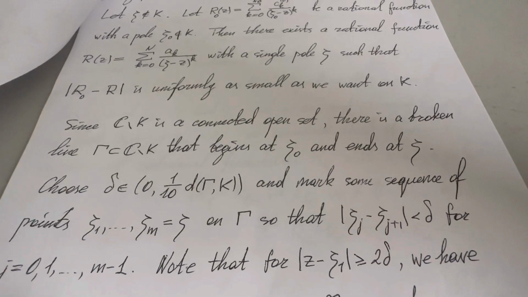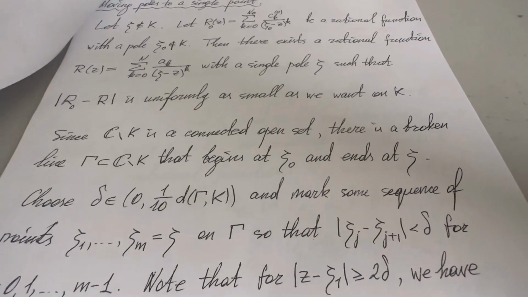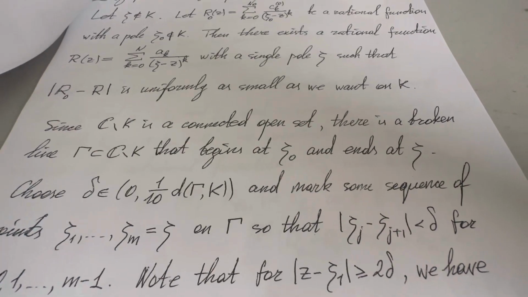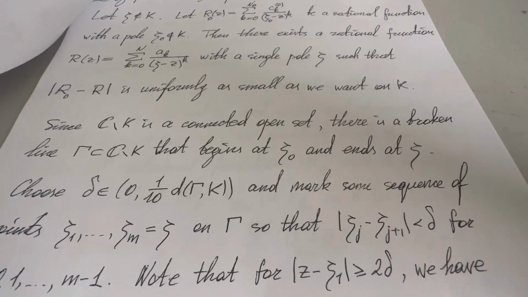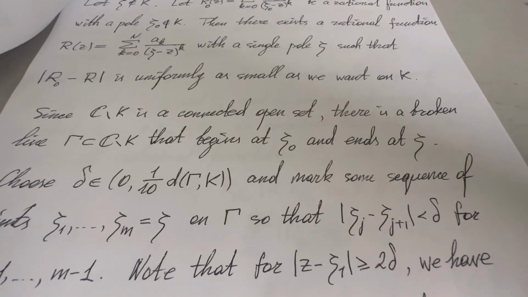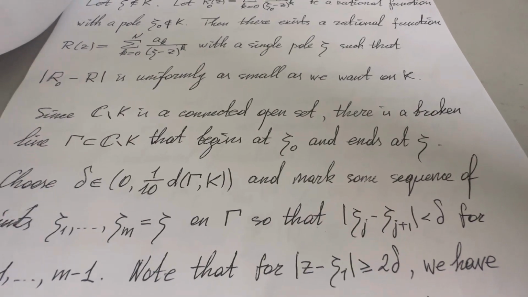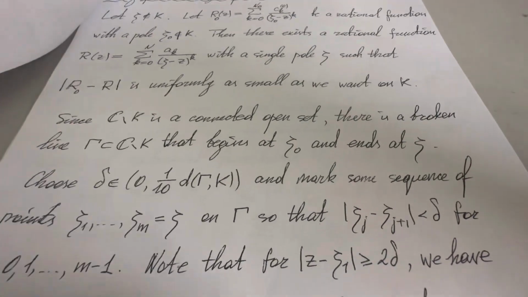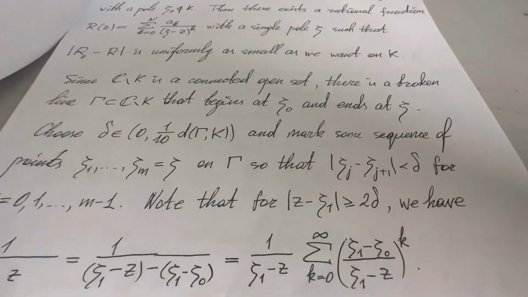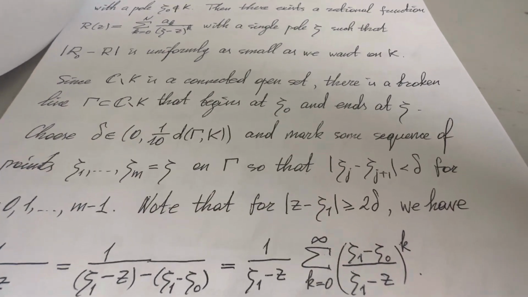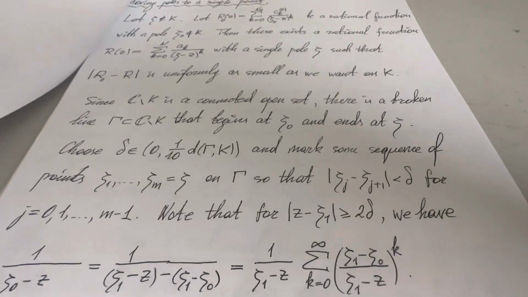Okay, so the complement of k is a connected open set. There is a broken line gamma that begins at zeta 0 and ends at zeta. Choose delta between 0 and 1/10 the distance between gamma and k. Okay, fine. I don't really see why. I know this is a necessary step. I just don't see why we need to do it at the moment.